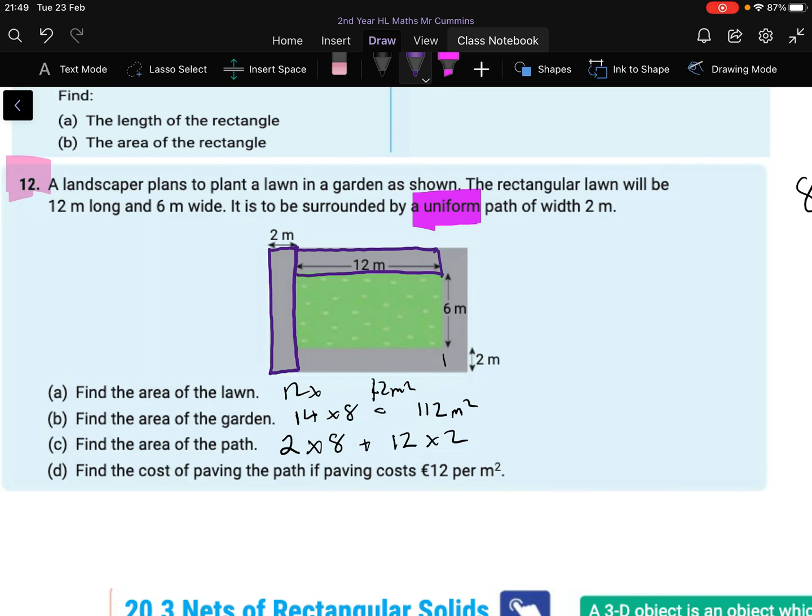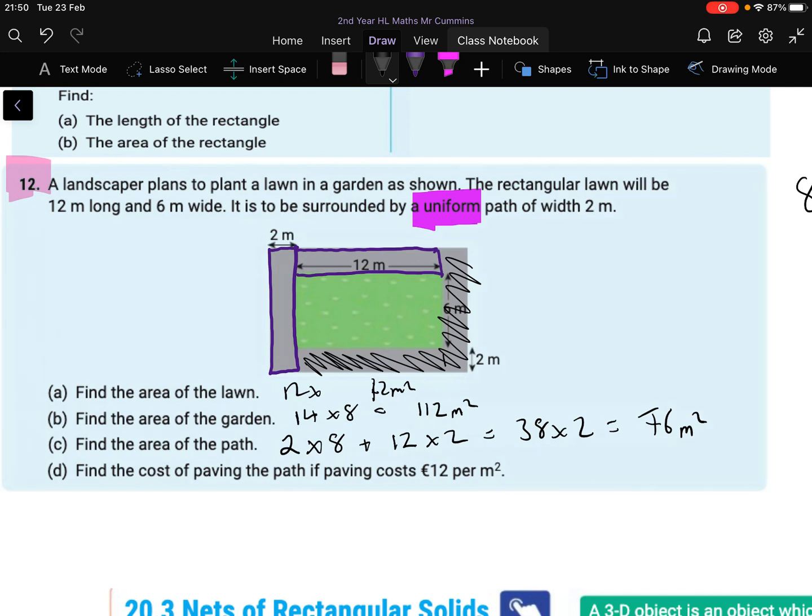Then you can see, have a look at the rest of it. Basically what I've done is I've got half the path. So I'm going to assume that if I work out what I've done below and double it, that will take into account the rest of the path. So 2 by 8 is 16, 12 by 2 is 24, and 24 and 16 gives us 40. And double that, because I've only done 2 of them, is equal to 80 meters squared.